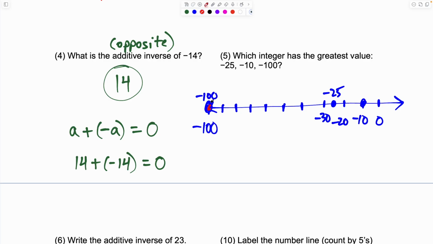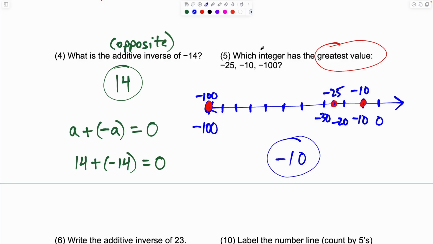And maybe I'll change colors just so this really pops out. So when we're looking for which number has the greatest value, we want to see which one shows up farthest to the right. Which one here is going more to the right? And that would be negative 10. Negative 10 is, out of these three numbers that we plotted, the most to the right here. So this one, negative 10, has the greatest value.